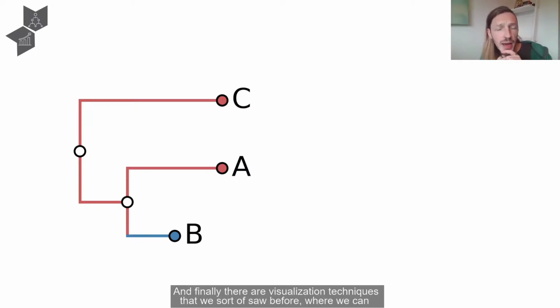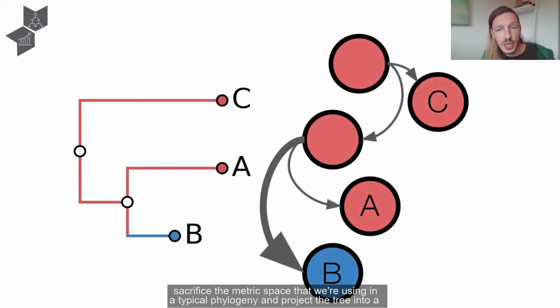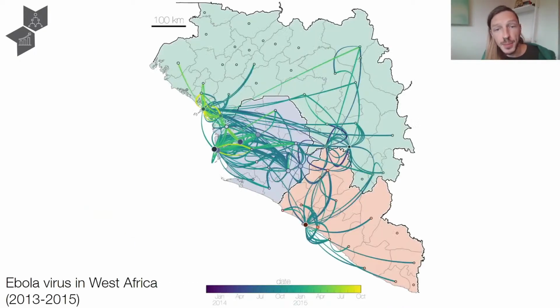Finally, there are visualization techniques that we sort of saw before, where we can sacrifice the metric space that we're using in a typical phylogeny and project the tree into a different space. So for example, this is done very frequently in a subfield of phylogenetics called phylogeography, where rather than showing the tree as is in this sort of hierarchical form, you just project all of the events that happen in the tree onto something familiar like a map.